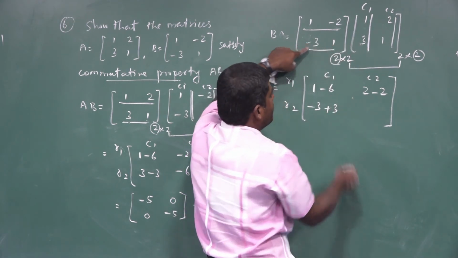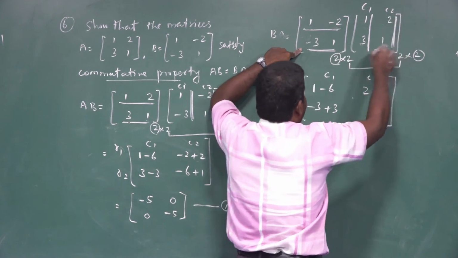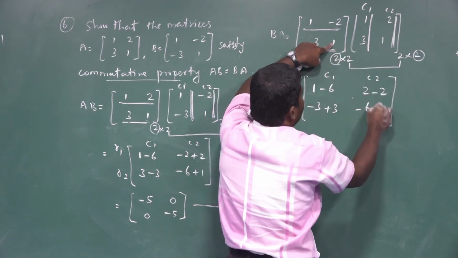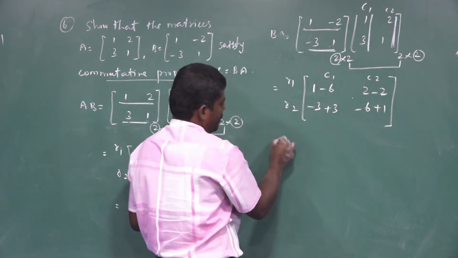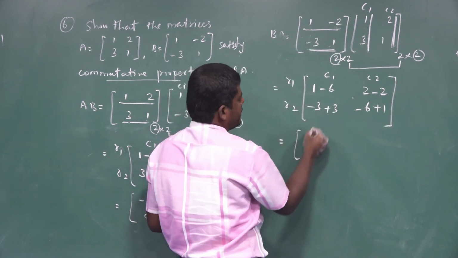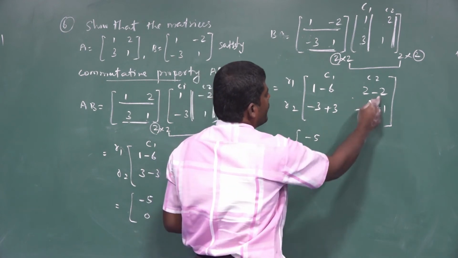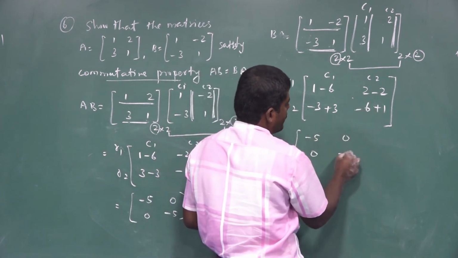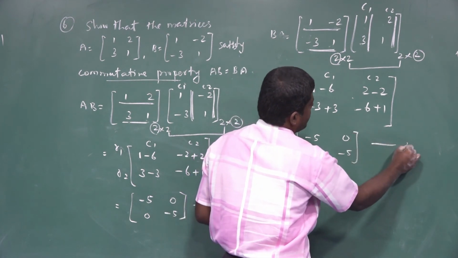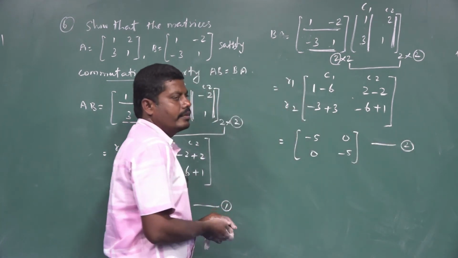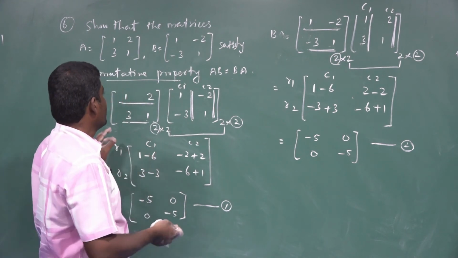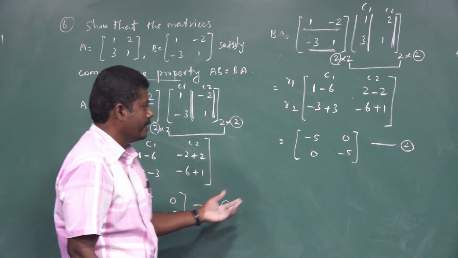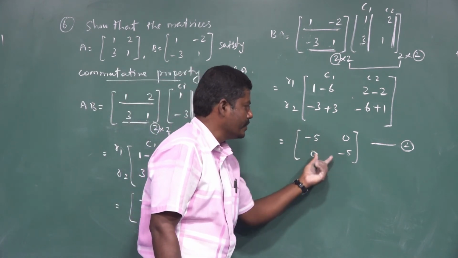First column over. Next you take second column. Minus 3 multiple 2, minus 6. 1 multiple 1, plus 1. Now 1 minus 6, minus 5. 2 minus 2, 0. Minus 3 plus 3, 0. Minus 6 plus 1, minus 5. This is our right side answer. Take 2. Now you see first and 2. Here first minus 5, 0, 0, minus 5. Here also minus 5, 0, 0, minus 5.